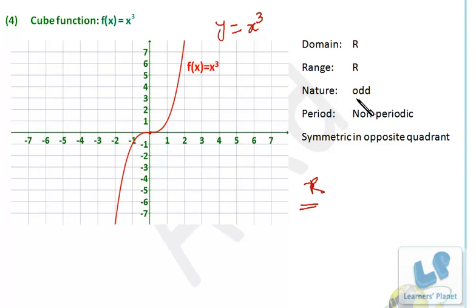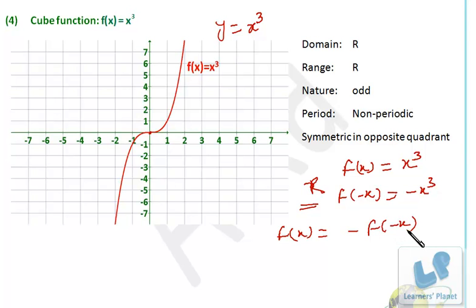And then nature here, f of x is equal to x cube, f of minus x is equal to minus x cube. That means f of x is equal to minus f of minus x, right? So it is an odd function. Getting my point? It is an odd function. So domain is R, range is R, it is an odd function, and it is symmetric in opposite quadrant, right? This portion is similar to this portion. I hope you are getting me.